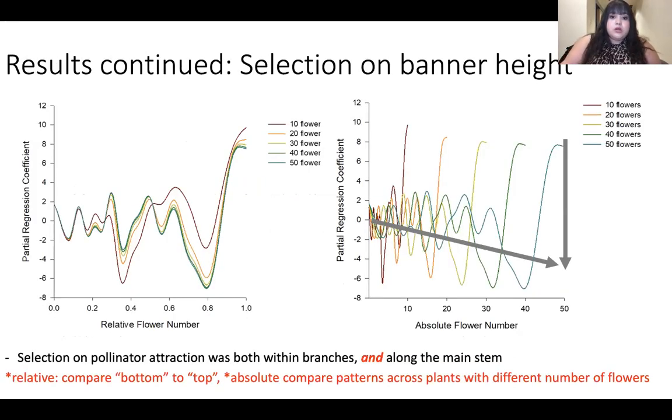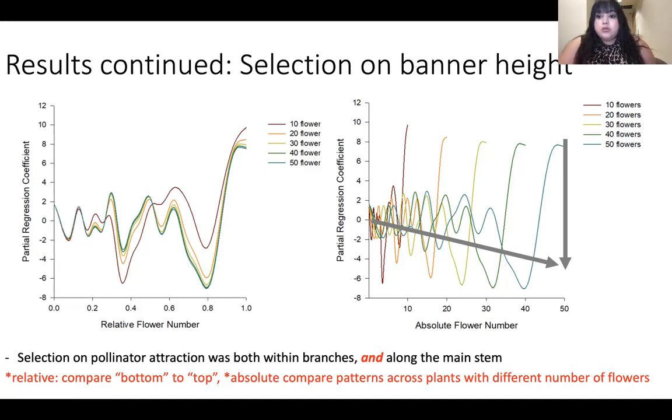So looking at the selection in banner height, we can see how there was selection on the pollinator attraction both within and along the main stem. There was a more significant selection detected on banner height than all three traits. So you can see on the vertical axis, it shows a partial regression coefficient across the flower position. And these lines then show how selection changes across the flower position.